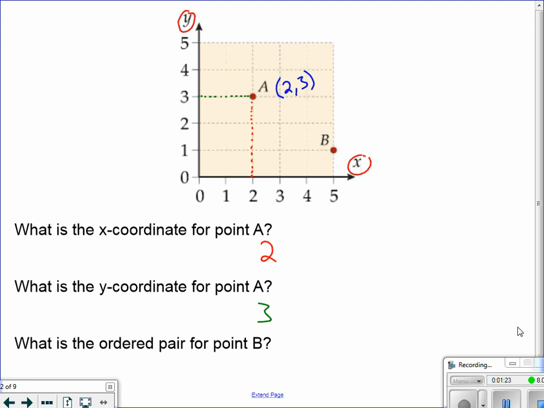Okay, so looking at point B, it says what is the ordered pair for point B? Again, if I look at point B and go down to the x, I see that I'm at 5. And if I go over to the y value for the second one, I see that that's at 1. So 5, 1 is our ordered pair for point B. Okay, so our ordered pair for point A was 2, 3, and our ordered pair for point B was 5, 1.